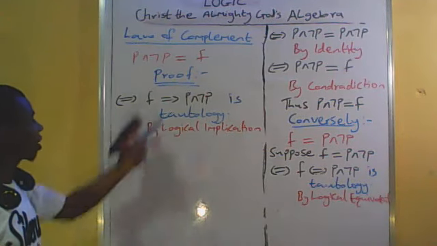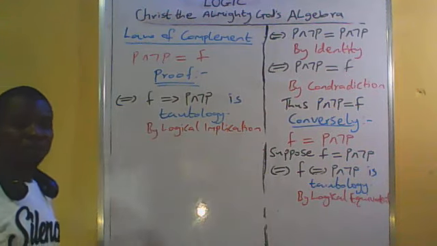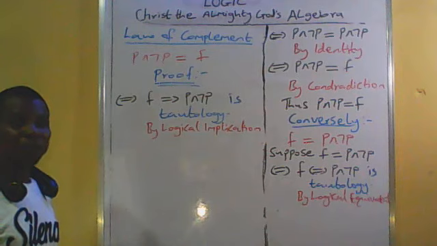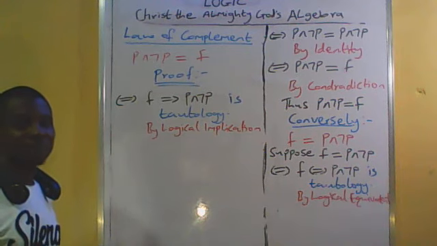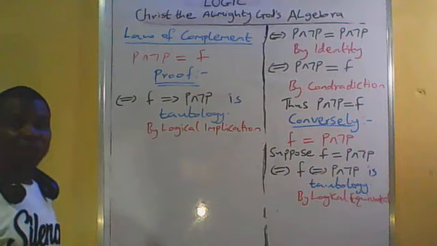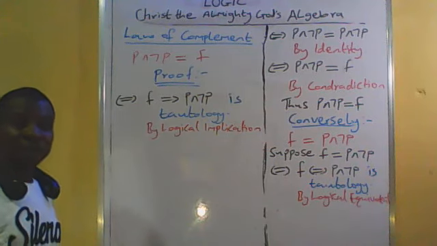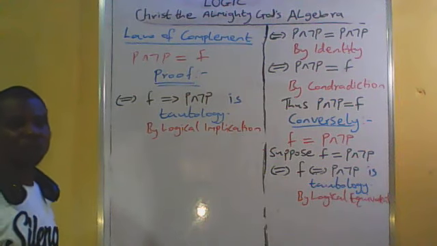Now, since F implies P and not P is a tautology, we then conclude that F exists. That means F is a logical, a proper implication of P and not P. That means it is certain that F exists. Since F is a proper implication of P and not P, we say that F is a logical implication of the consequent P and not P.